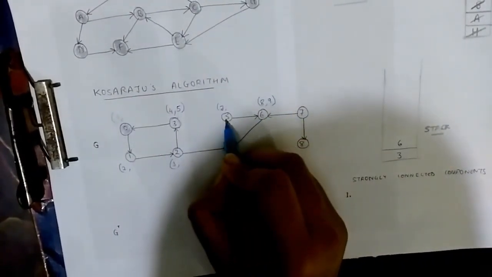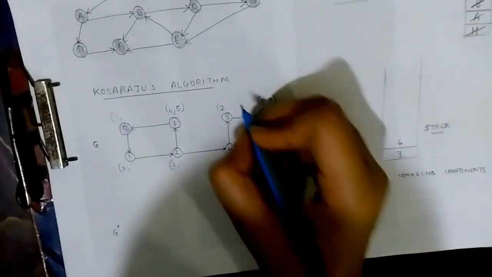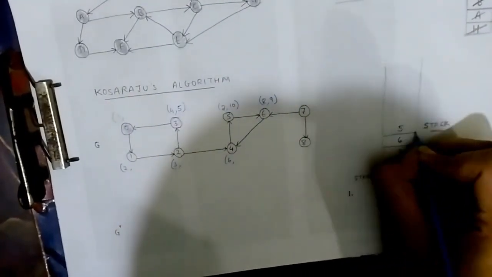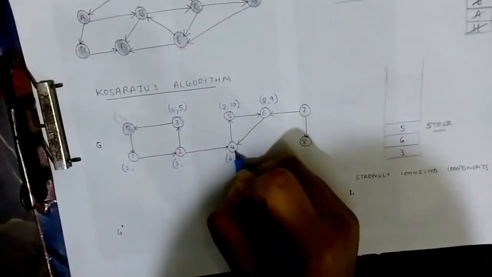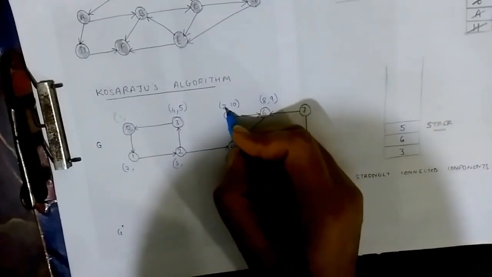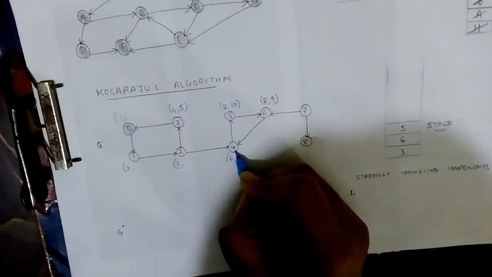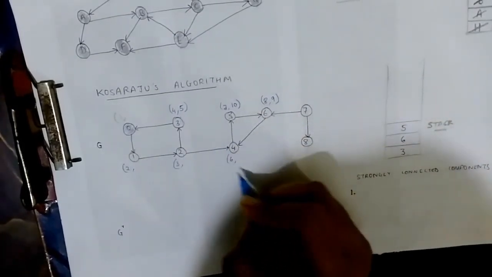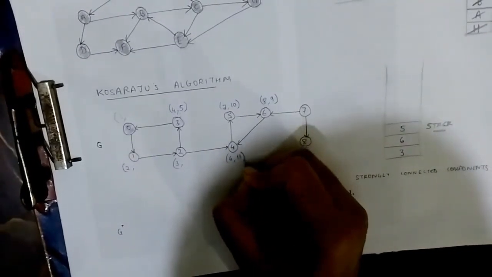Where were we? We were at 5. From 5, is there any other unvisited vertex left? No. So we'll end this as well and push it inside the stack. Now from 4 we backtrack. This was 7, we come to 6. This was 4, vertex number 4. At vertex number 4 there are no more unvisited neighboring vertices left, so we'll end this as well.